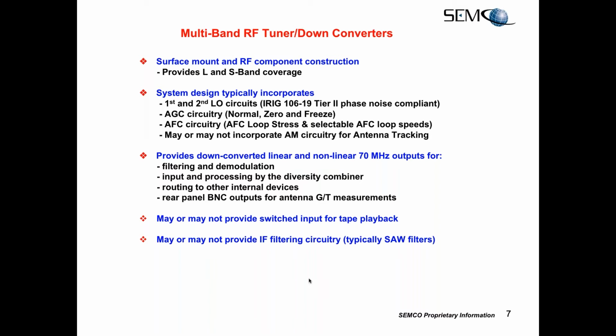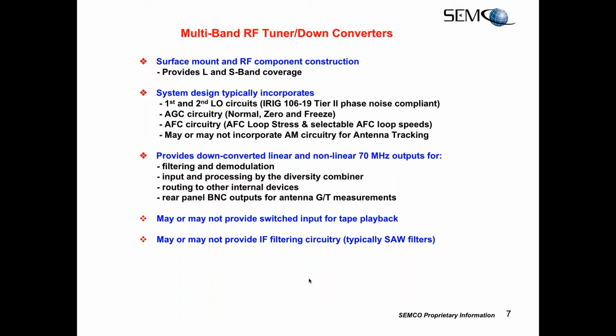That way you can freeze the gain of the receiver, so you take the receiver gain out of the equation so that whatever gain you're seeing when you're going from, say, hot sky and cold sky with an antenna for G over T, that gain will be the actual gain of the G over T measurement of the antenna. So AGC freeze is an important function you want to make sure is included in your receiver. For AFC, you normally want to have the ability to select AFC loop speeds.